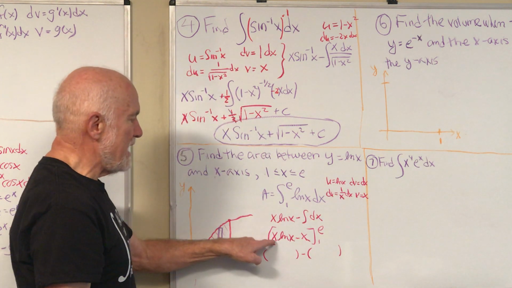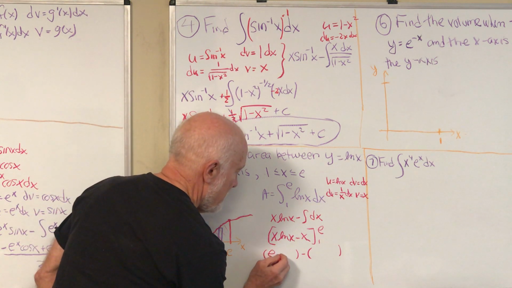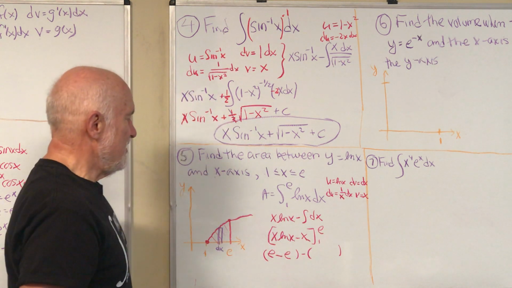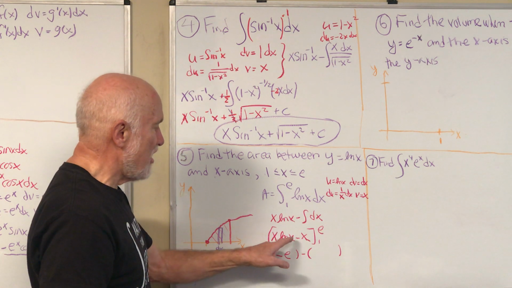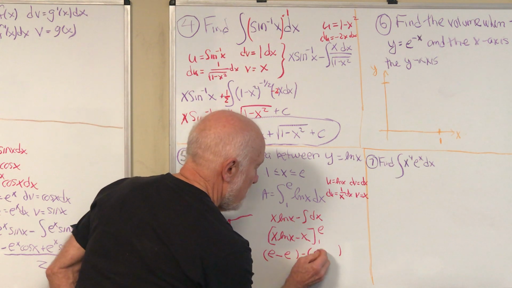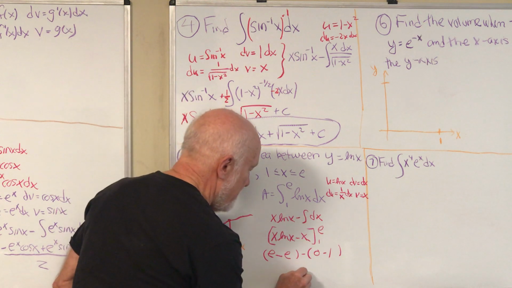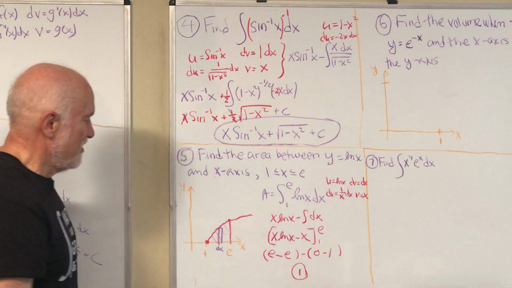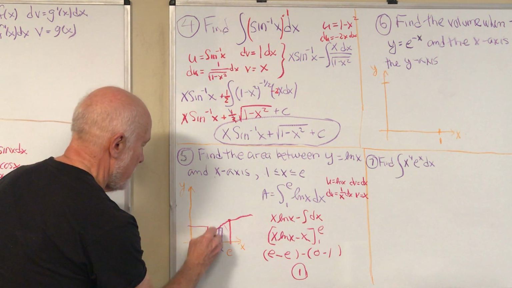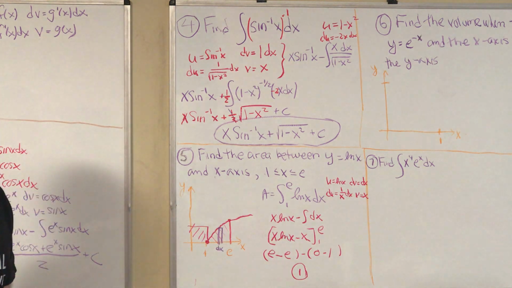So you get e times the natural log of e. Well, the natural log of e is 1, minus e. And then the other side, you get 1 times the natural log of 1. The natural log of 1 is 0, minus 1. So altogether you get 0 minus a negative 1, or 1. So there's 1 square unit in there. So basically, that's 1 square unit. This is also 1 square unit.